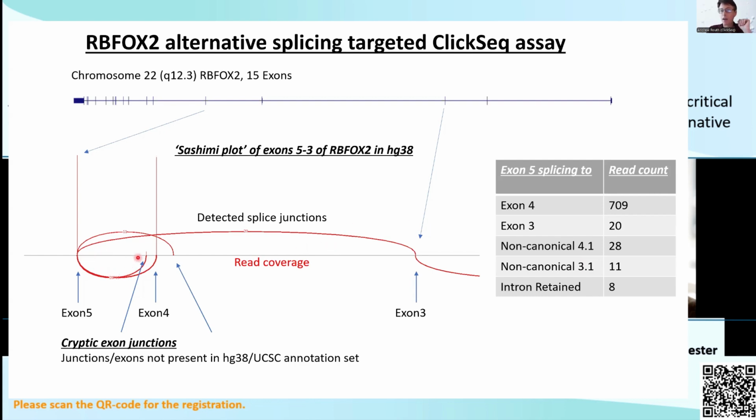In addition to that, we saw non-canonical splicing. So the RNA we used here was the universal human reference RNA from Invitrogen, which contains a lot of messenger RNAs from known cancer cells. We could actually identify cryptic splice sites, so unannotated exon junctions in these sites.